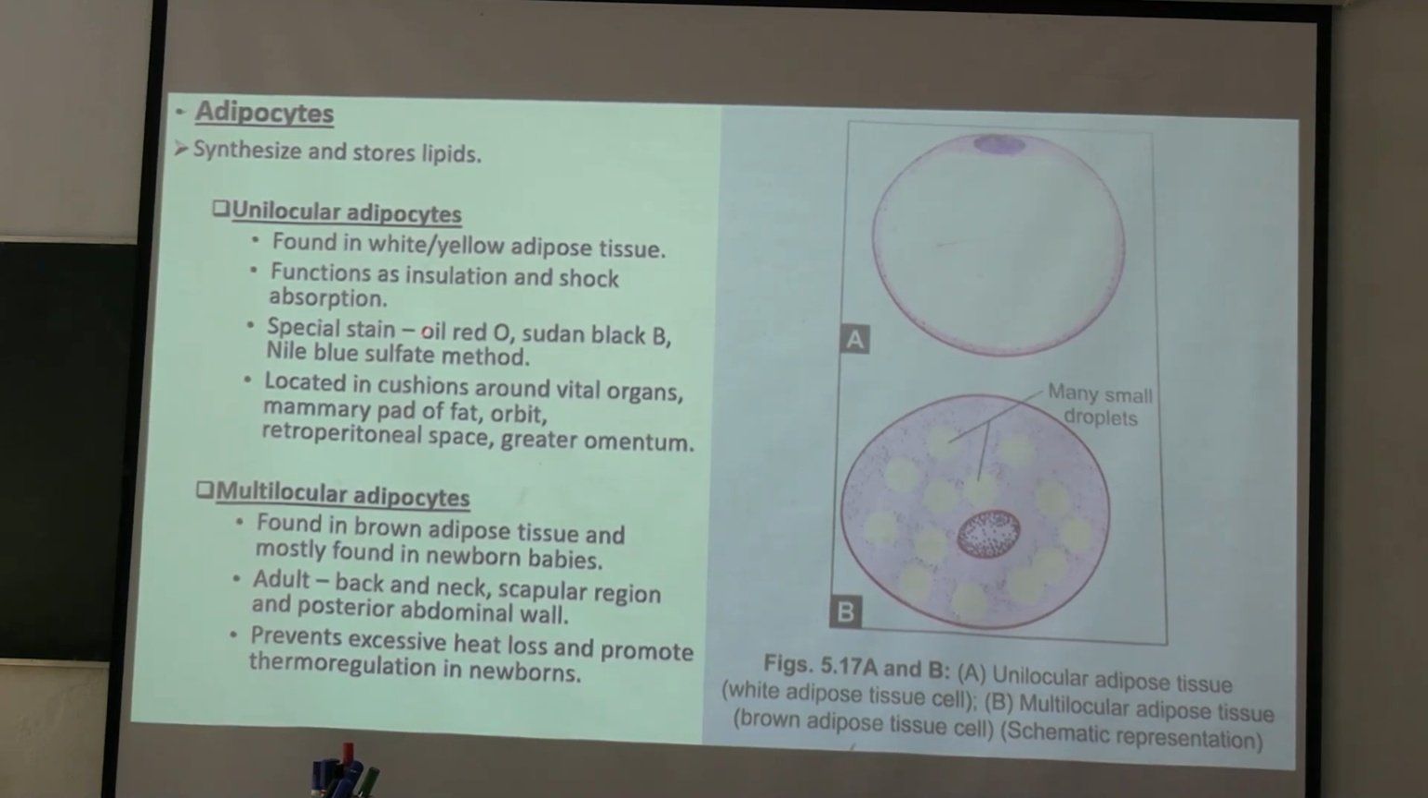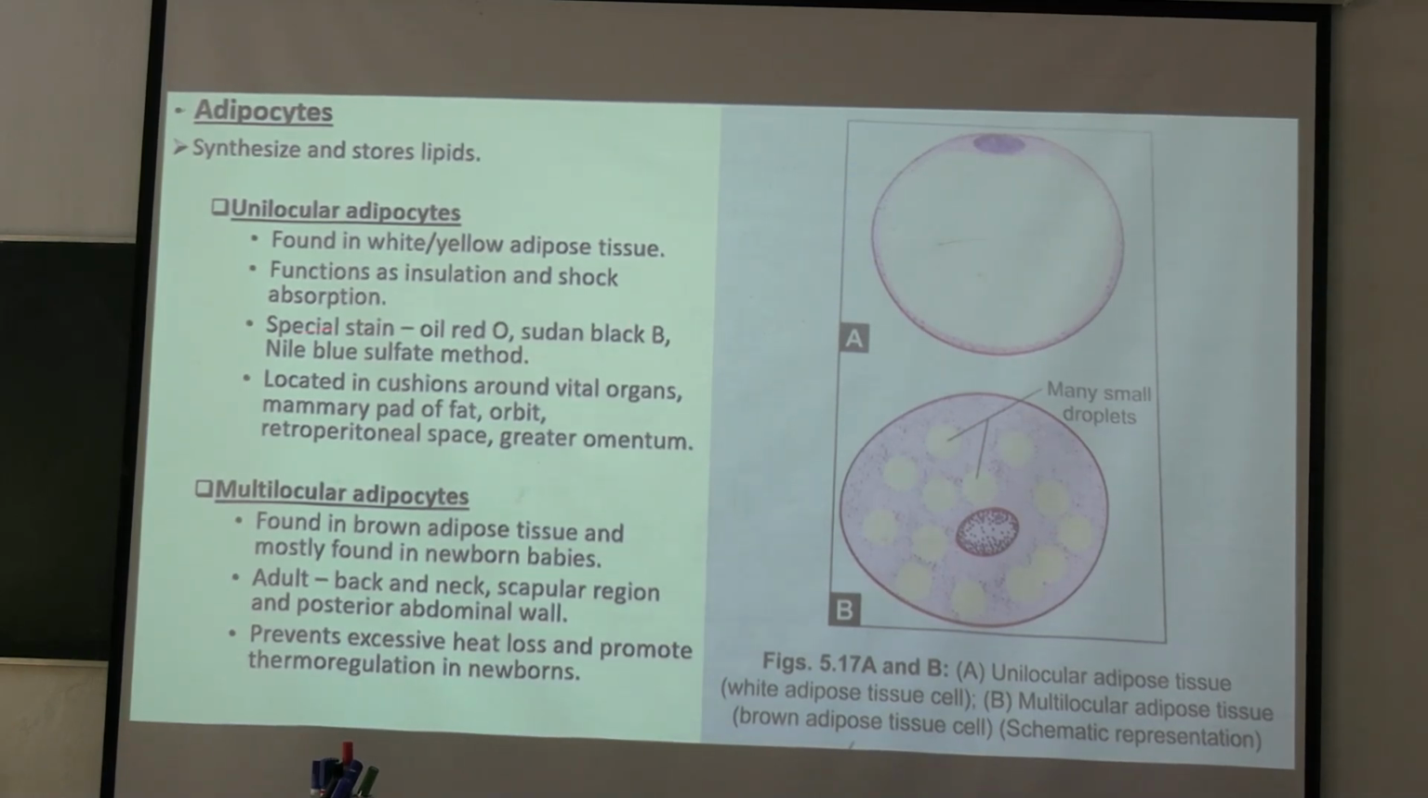Special stains for unilocular adipocytes are oil red O, Sudan black B, and Nile blue sulfate method. If these staining methods are done, you can see the fat droplet properly. But in HE staining, it is washed out, so there will be an empty look for fat globules. They are located in cushions around vital organs: mammary pad of fat, orbit, retroperitoneal space, greater omentum. This is the location of unilocular adipocytes.